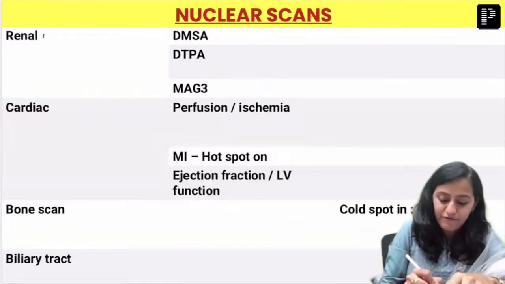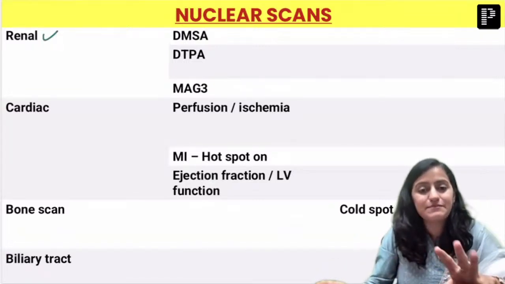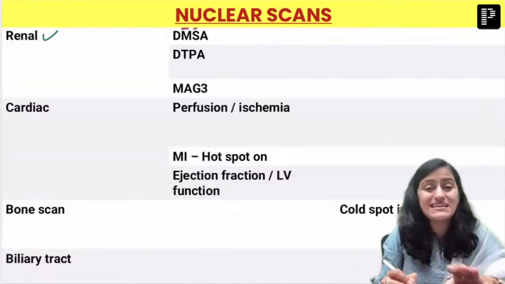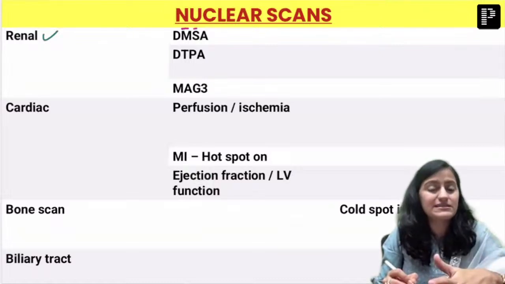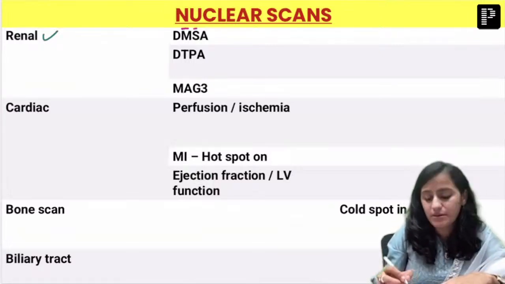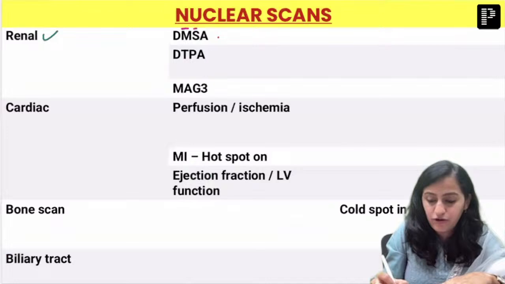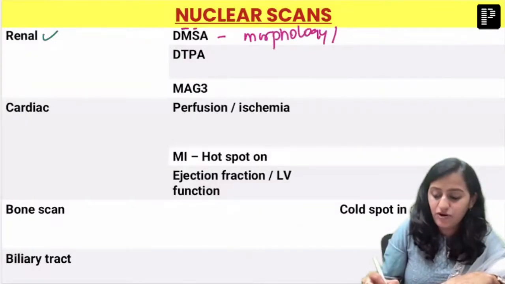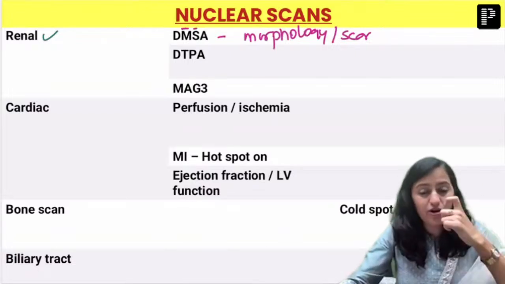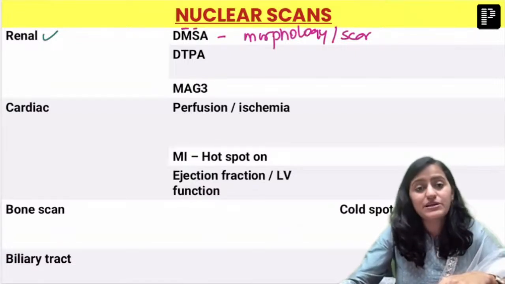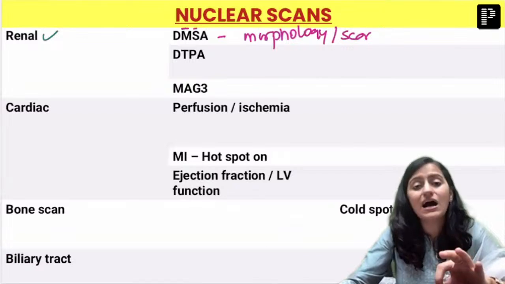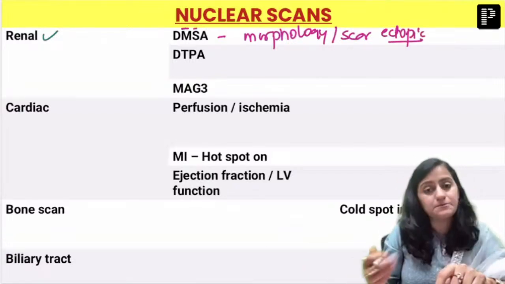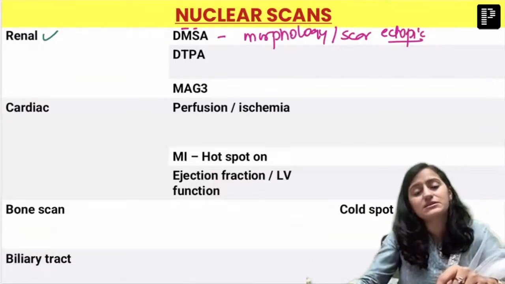Right. So remember that for the kidney, the scans that we have are DMSA, DTPA, and MAG3. These are the names of the scans that we have. The trick to remember is, DMSA actually stands for dimercaptosuccinic acid, but as a mnemonic, remember M for morphology and S for scarring. So it helps you to see the renal morphology and the scarring in the kidney. So even if you want to see an ectopic kidney, this is taken up by the kidney, so you'll be able to see the ectopic kidney.